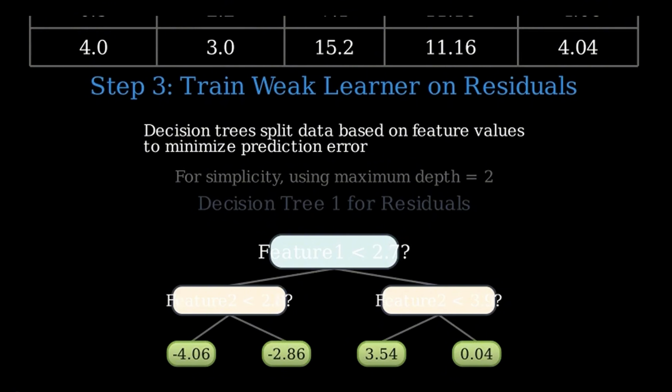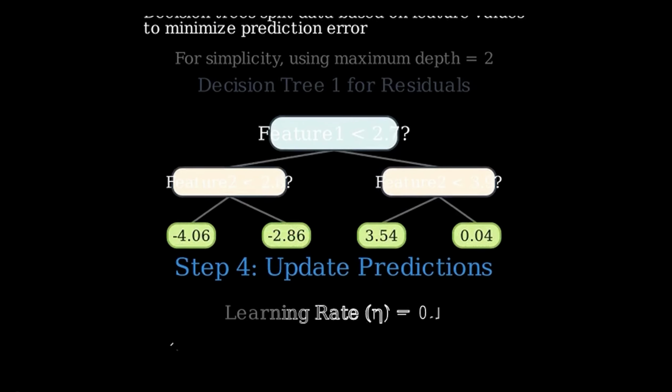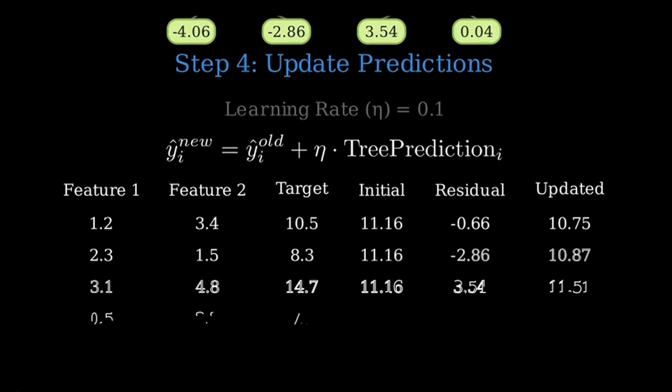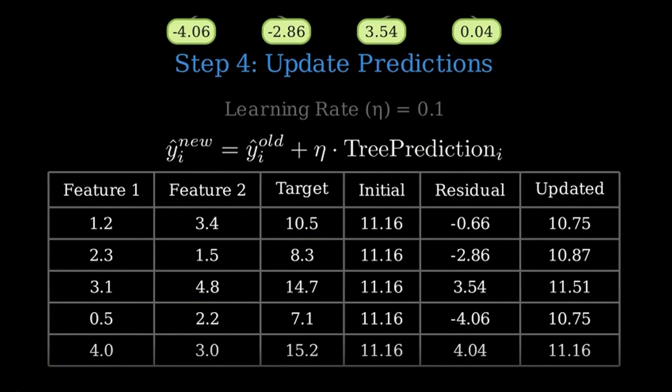Step 4. Update our predictions by adding the predictions from our weak learner. In gradient boosting, we typically use a learning rate to control how much we adjust our predictions. Let's use a learning rate of 0.1 for this example. We update our predictions using this formula. Here are our updated predictions after the first iteration.